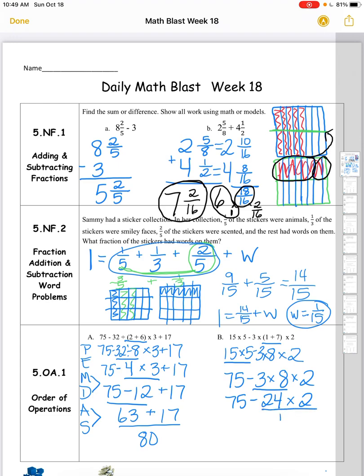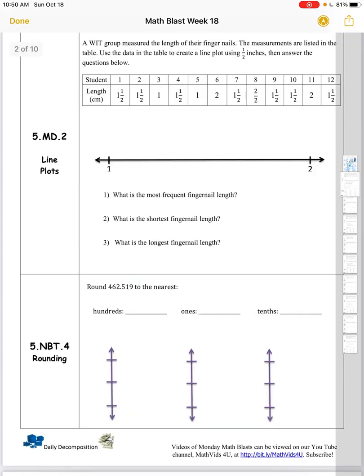Again, there's another multiplication and division part. Drop everything else down. And now we've moved on to the addition and subtraction step, and 75 minus 48 is going to be 27.